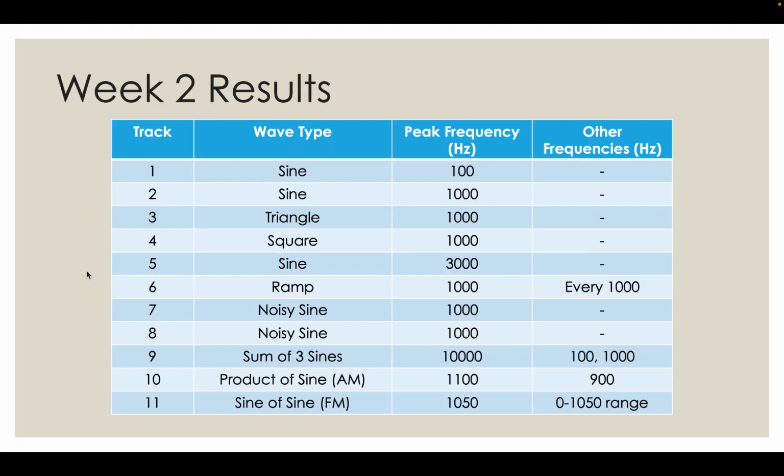So week two results: these were the different types of waves that I got from the 11 different tracks and their peak frequencies. We can see there's a few sine waves, one triangle, one square, two noisy, and the last three are the special types of sine waves that we saw. For tracks 7 and 8, which were both noisy, we saw that the waves were all over the place and not a perfect sine wave, which was our identifying feature.